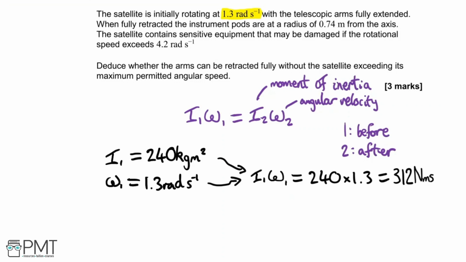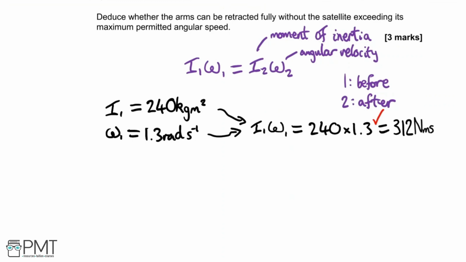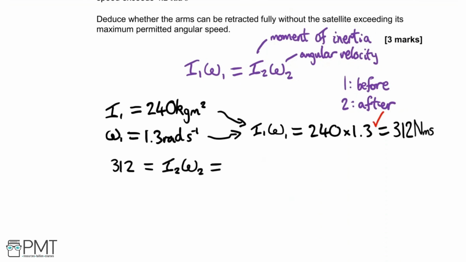So we have a value of 312 Newton-meter seconds. Newton-meter seconds is a unit of angular momentum. So our first mark will be for making this calculation. Our second mark will be for relating this to the angular momentum of the system after the change.